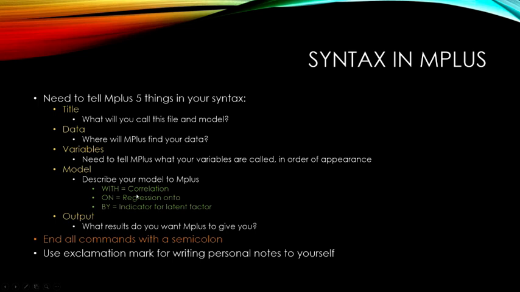With means a correlation, so if I do satisfaction with trust, that means I want a correlation there. On means regressed onto. You kind of write this backwards, so you'll start with your dependent variable, on, and then anything that has an arrow into it, you write on one line. By is an indicator for a latent variable. So if I had, like that example earlier about your financial situation, I'd do financial situation by, and then write the 4 indicators that go with that.